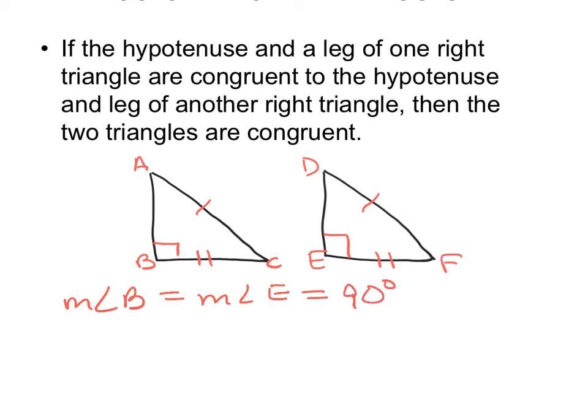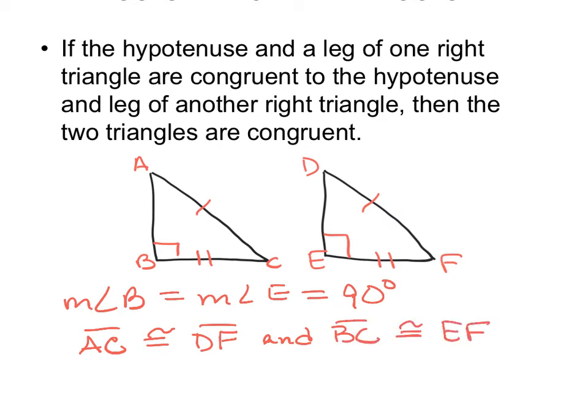First, establish that you have a right triangle. Next, we're going to show congruencies on the hypotenuse and on one of the legs. So then you would also state that AC is congruent to DF, and that BC is congruent to EF. This is the hypotenuse, this is a leg, and then this is indicating it's a right triangle.